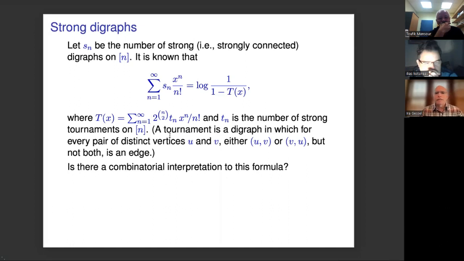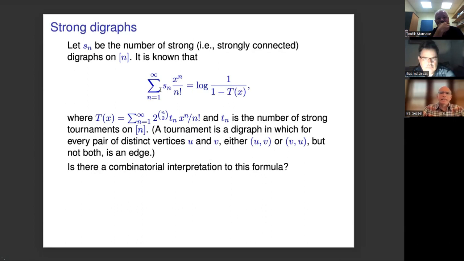So a tournament is a graph in which for every pair of distinct vertices, you have exactly one edge between them, going one way or the other way, but not both ways. And strong tournaments are easy to count. I'll give you the formula in a second. But formulas like log of 1 over 1 minus something come up all the time in working with exponential generating functions. And one way to interpret them is that these things are circuits, or cycles, of the things that t of x counts.